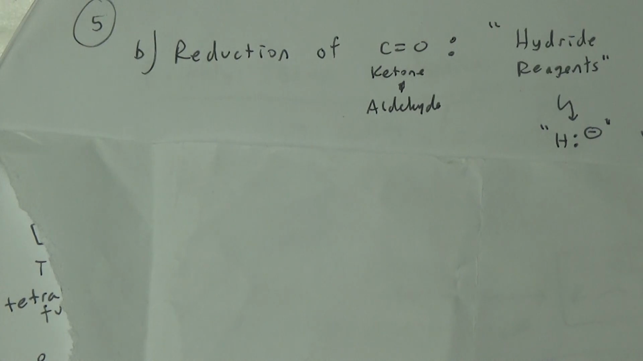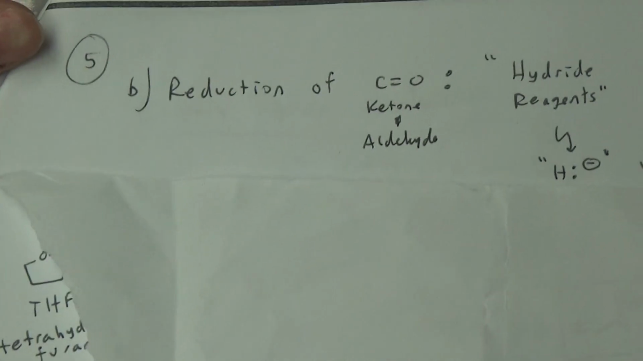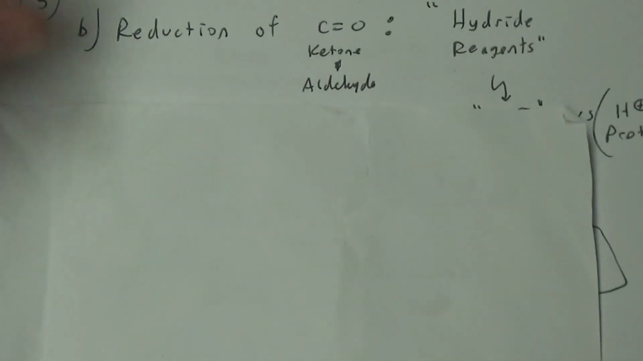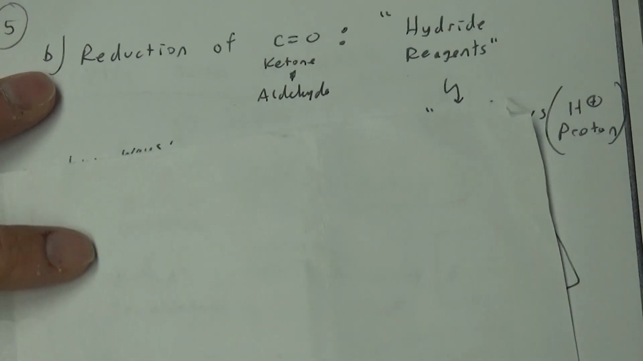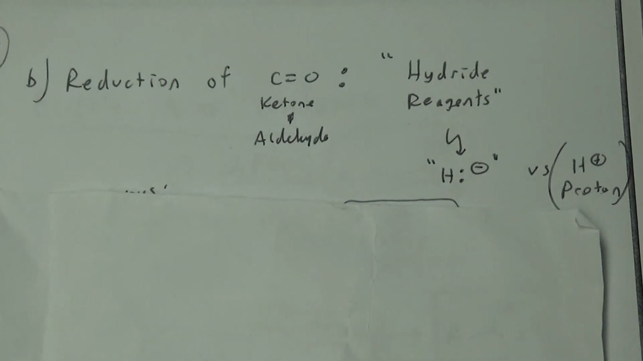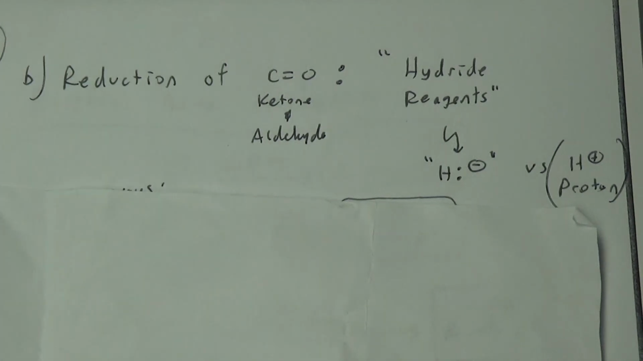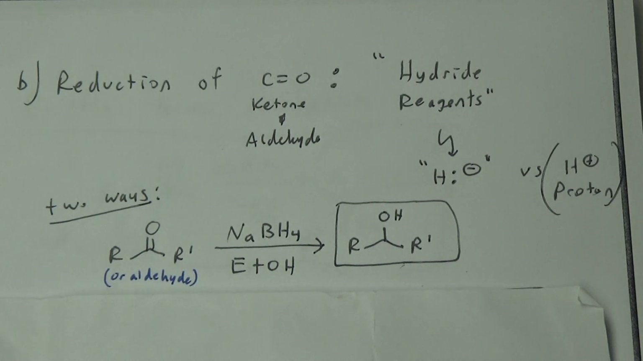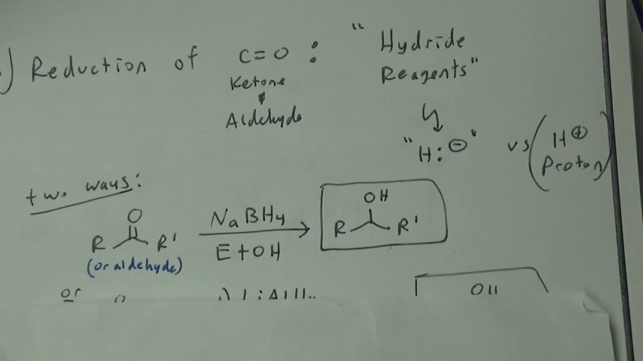Also recapping from last time, we introduced hydride reagents, which are reagents based on H-, as opposed to a proton, right? So hydride reagents are H:-, and these are reducing agents, and they reduce ketones and aldehydes, as we mentioned last time. We talked about sodium borohydride, NaBH4. It's a nice mild reducing agent that easily reduces ketones or aldehydes to alcohols.